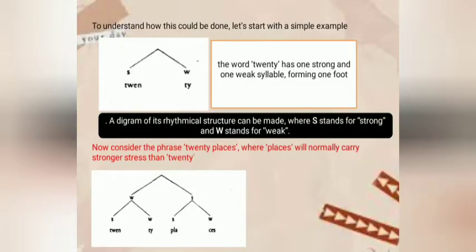To understand how this could be done, let's start with a simple example. At the PowerPoint, you can see the word twenty. The word twenty has one strong and one weak syllable, forming one foot. You can see in that diagram that its rhythmical structure can be made, where S stands for strong and W stands for weak. Now consider the phrase twenty places, where places will normally carry stronger stress than twenty.